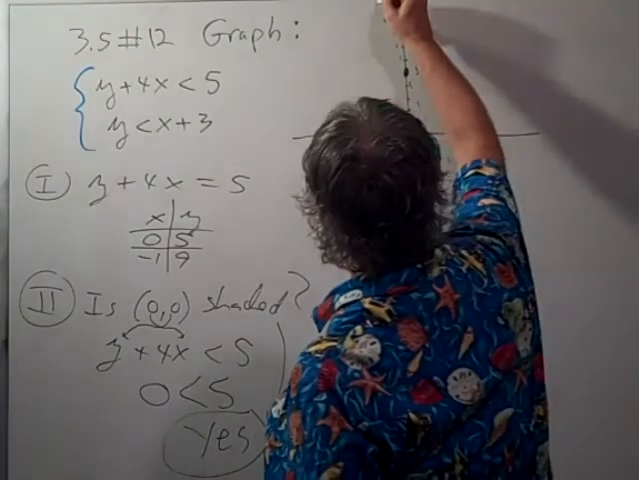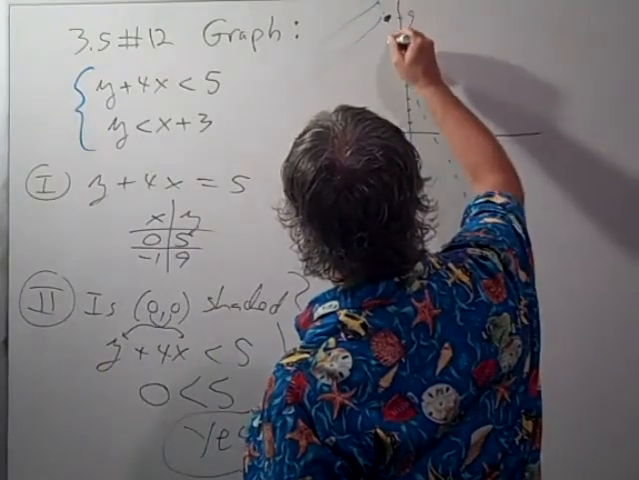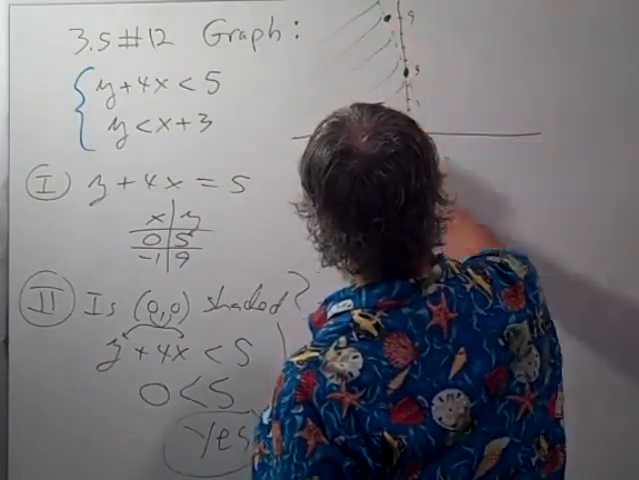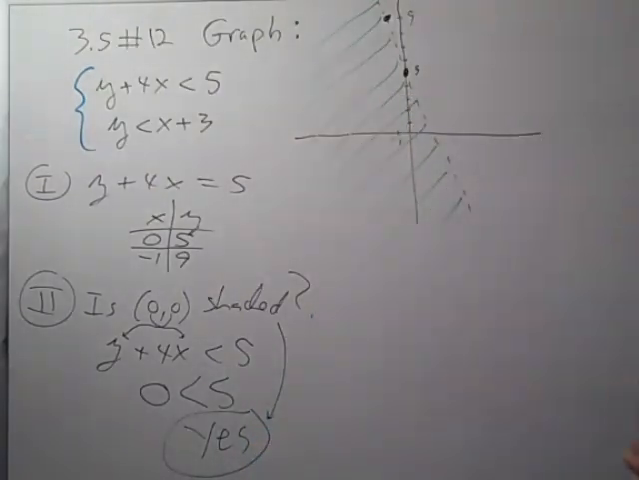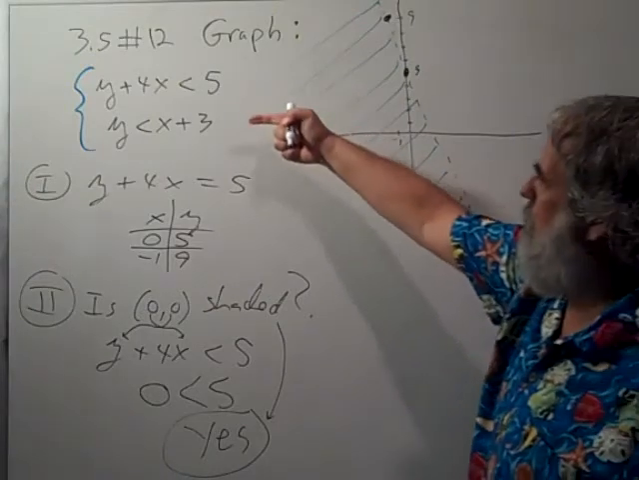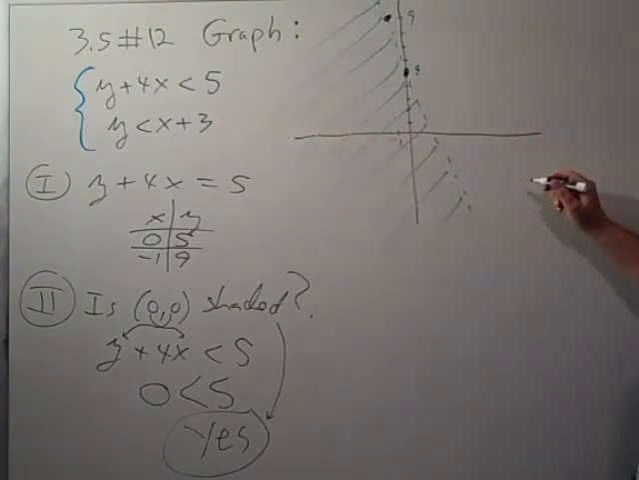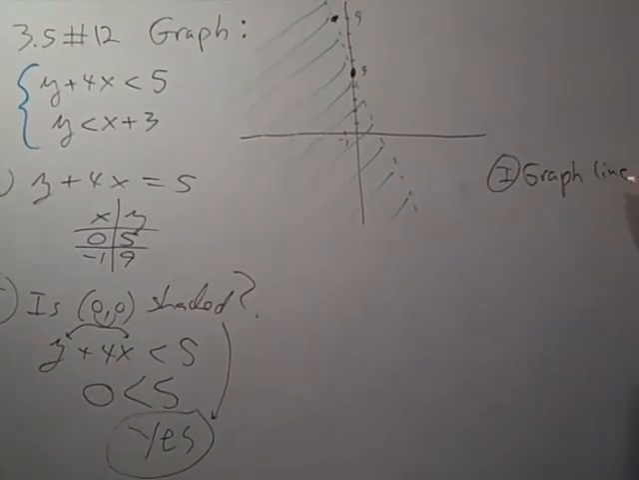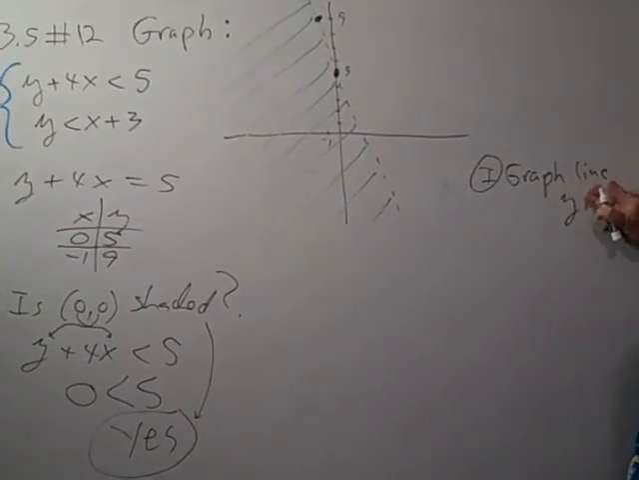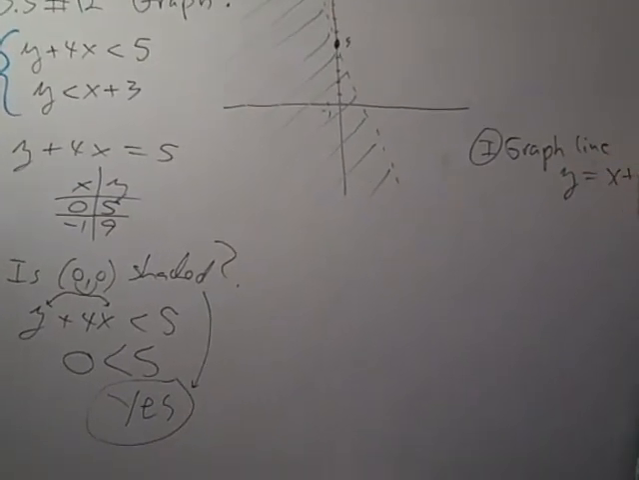So the first region is everything to the left and down from the first line's graph, not including the line. And now we do the same process for the second inequality in our system of linear inequalities. So the first step of this one is to graph the line y is equal to x plus 3.